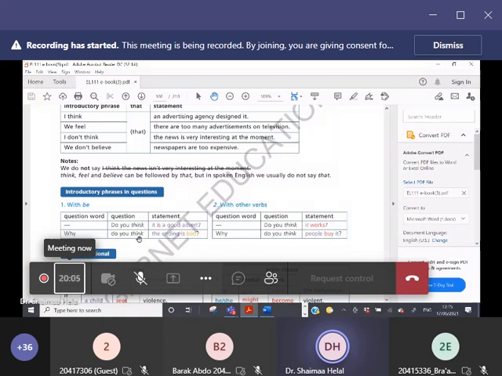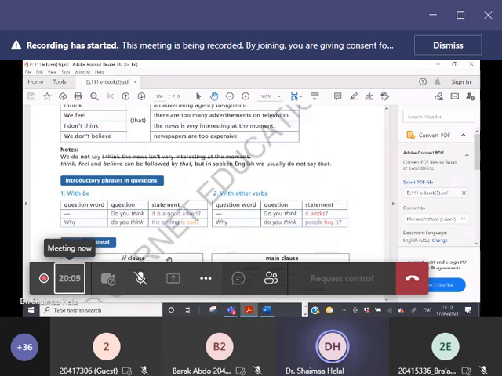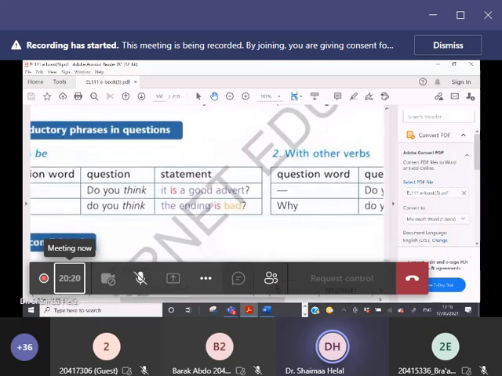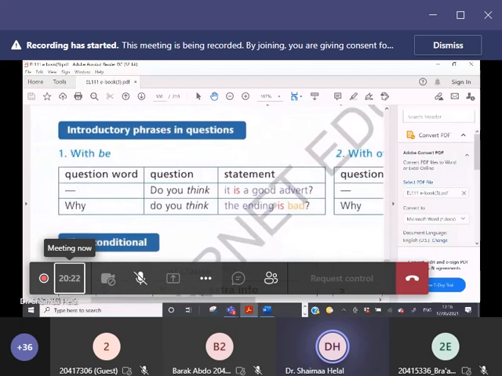"Why do you think that ending is bad?" Are you able to see the word? It's talking about something ending. "Why do you think the ending is bad?" Okay, so we are using verb to be here. Okay, no problem with this.